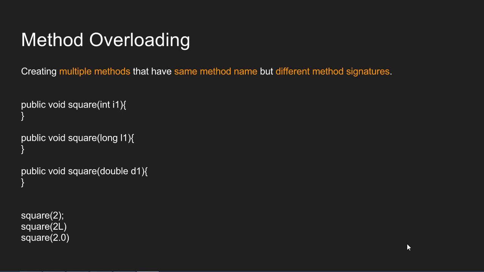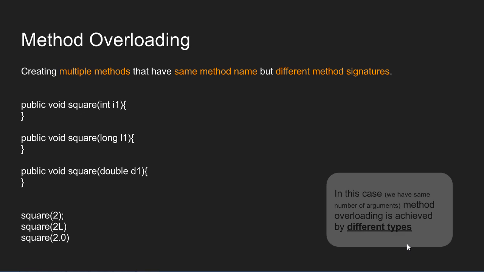Because the input argument type is part of the signature, these 3 methods, even though they have the same number of input arguments, have different method signatures because the type of the argument is different. So in this particular case, even though we have the same number of arguments, the method overloading is achieved by different types. The method signature contains the type of the arguments, number of arguments, the order of the arguments, everything. So here we have achieved method overloading by passing different types instead of a different number of arguments.